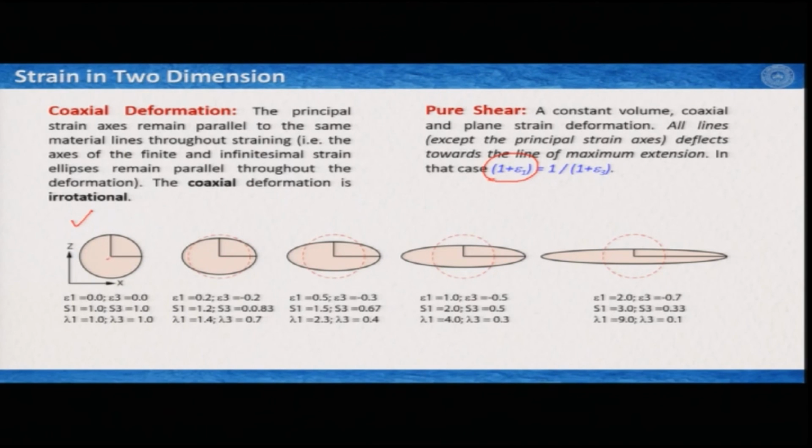What we see here, if we consider the x axis, then this has experienced strain 0.2, this has experienced strain 0.5, this has experienced strain 1, and this has experienced strain 2. What is interesting here, as per the definition of coaxial deformation and pure shear, is that these two axes have changed their length, but they did not rotate, and therefore this deformation is coaxial and irrotational.